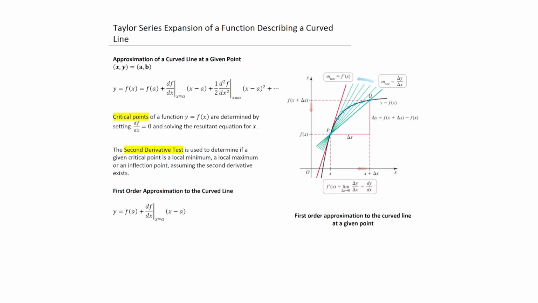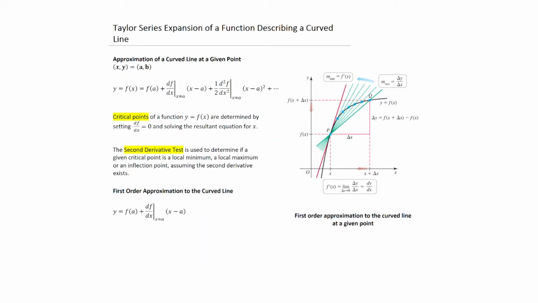All right, so just a quick review of a Taylor series expansion of a function describing a curved line. What we're trying to do is approximate a curved line at a given point. So this would be some position x, y, which is a, b on the xy plane. And so the Taylor expansion would be that f of x is f of a plus the derivative of f with respect to x evaluated at x equals a times x minus a. And if we carry this out to higher order terms, then the next most significant term will be the second derivative with respect to x multiplied by 1/2 (x minus a) squared, and so on.